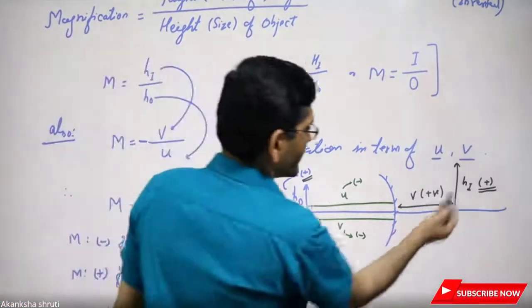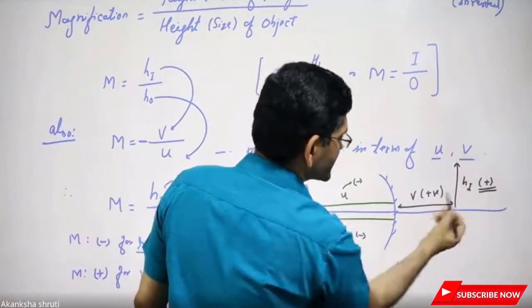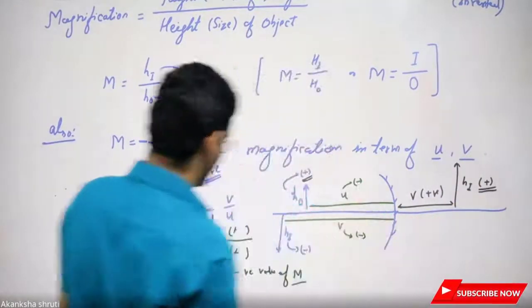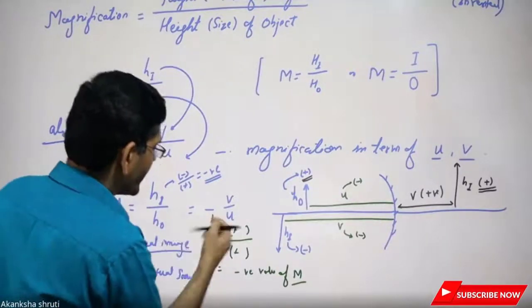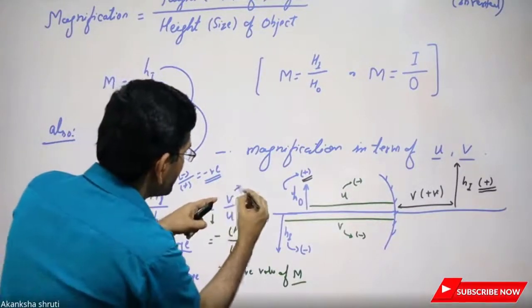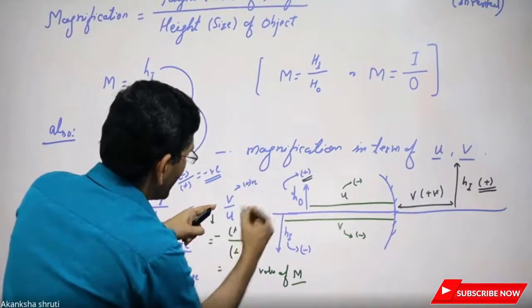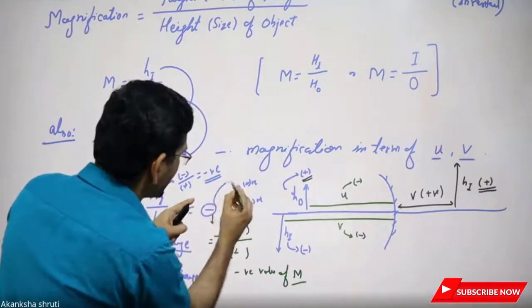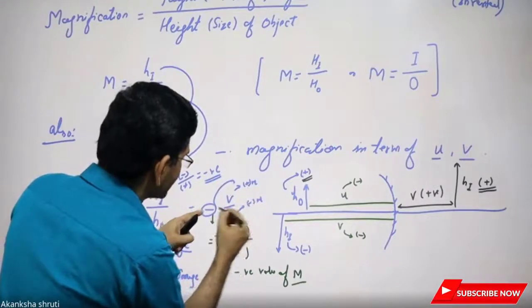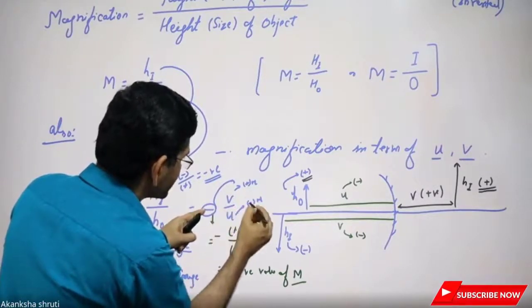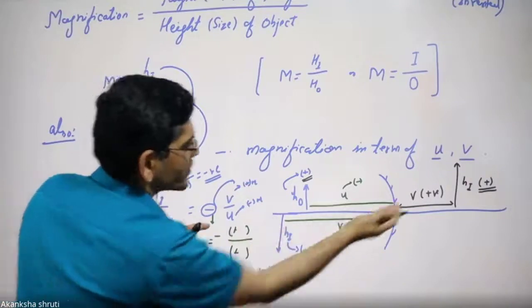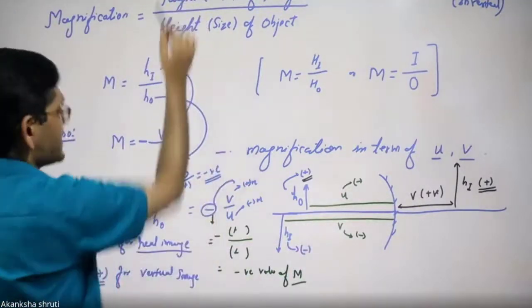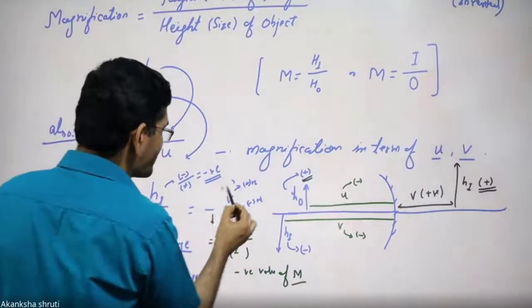Here, if the image is virtual, in that case V is positive and U is negative. So substitute here. At that time, something positive here, and something negative here. Minus is already there. So positive, negative with the minus outside will turn minus minus plus. So it will be positive. Again the same positive. This way, applying the formula, you can predict.